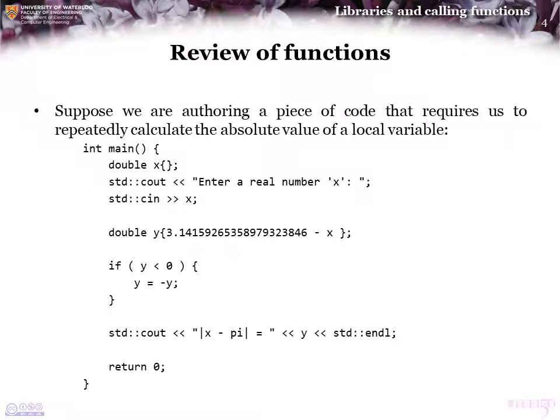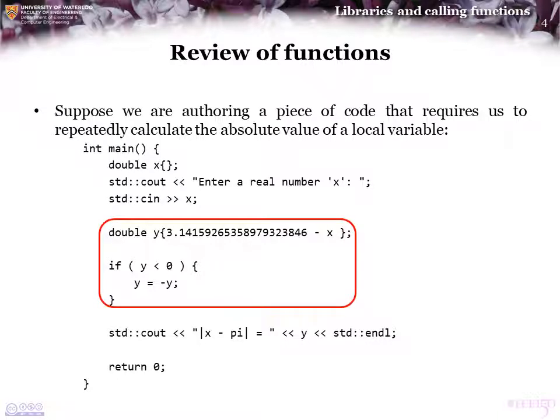Suppose, for example, we do not have access to the C math library. However, we have a program that still requires you to calculate the absolute value of a local variable. For example, you may be reading data from a noisy sensor, and you'd like to determine what the error is. This would require you to calculate the absolute value of the expected value versus the actual value. So in this case, we're asking the user to enter a real value x, and then we're calculating the absolute value of x minus pi. That is the error between x and the closest approximation of pi.